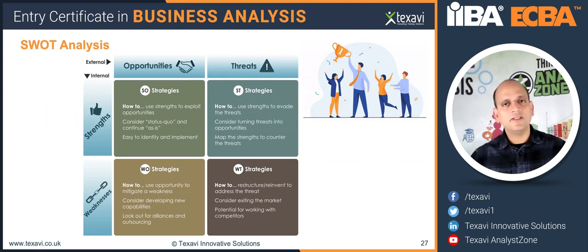Then that means that you continue that kind of product and product line. And the other quadrant, if you look at this, strengths and threats. So this is about how you can use your strengths to evade the threats. So you don't want to actually take on the threats. You want to kind of avert these threats. For that, how can you use your strengths? So consider turning threats into opportunities.